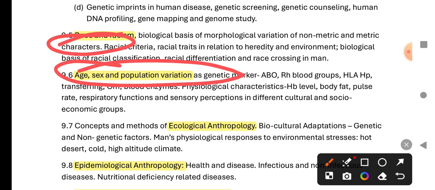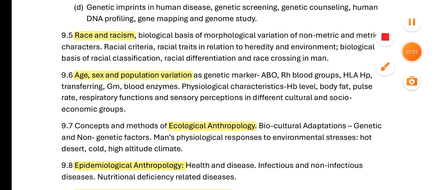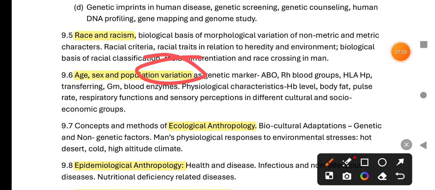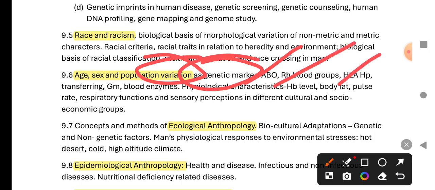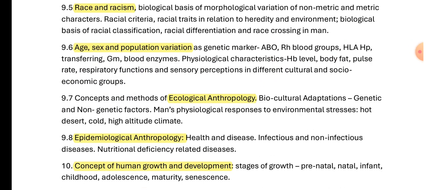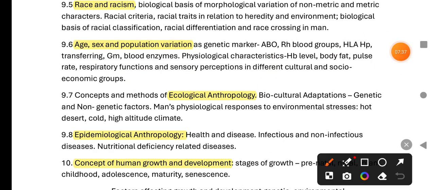And age, sex, and population variation. Age, sex, population variations due to what? Due to genetic markers like ABO blood group, Rh blood groups, HLA. What is HLA? Okay, and transferrin, blood enzymes.